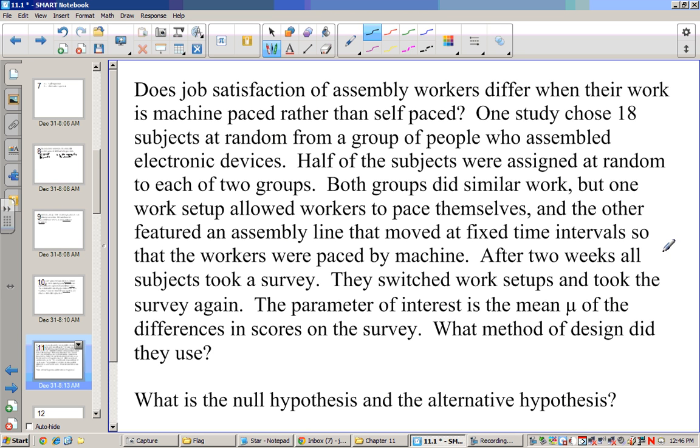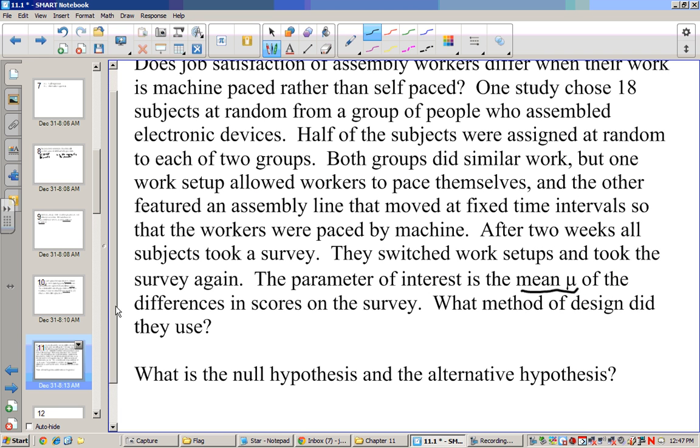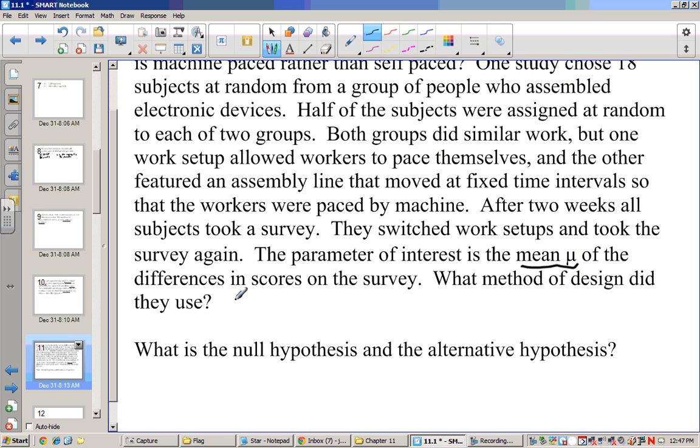After 2 weeks, all the subjects took the survey. They switched work setups and took the survey again. The parameter of interest is the mean of the differences of the scores in the survey. Then they asked what design did they use, and this is a paired design, or matched pairs, where they go through one and then they do the other and they flip-flop.